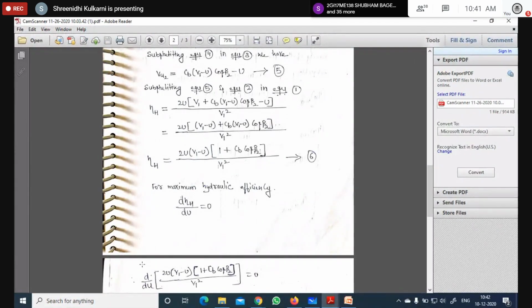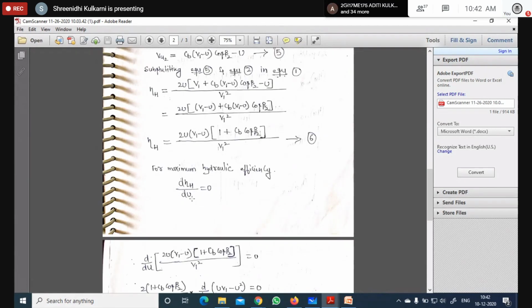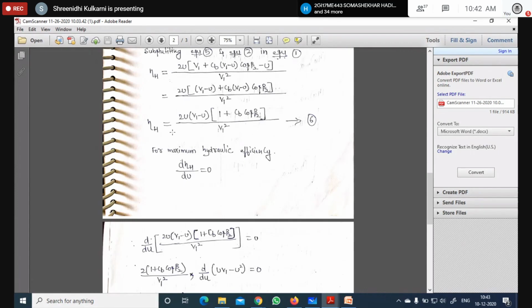So next, I want the maximum hydraulic efficiency. For that maximum, we have to differentiate with respect to U. So next I am going to maximize this hydraulic efficiency by differentiating with respect to U. So d by du of the hydraulic efficiency is 0.